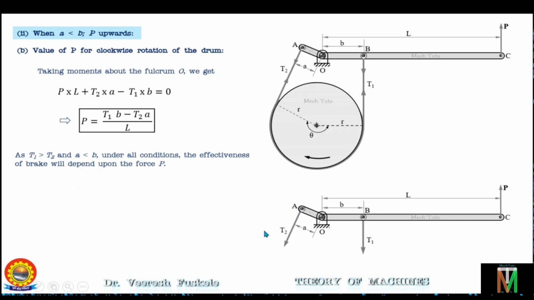So these are the various cases of differential band brake, and depending on the value of A and B, you have the value of P, and accordingly the effectiveness of the brake depends on the value of A and B and also on the direction of rotation of the drum and the direction of application of the force P. Now moving ahead, let's compare all these results.